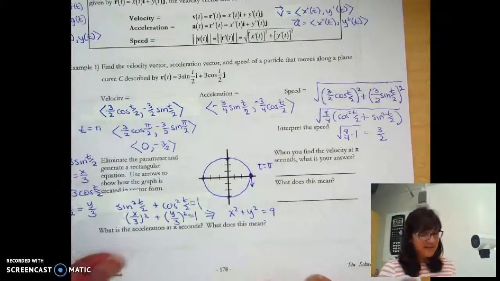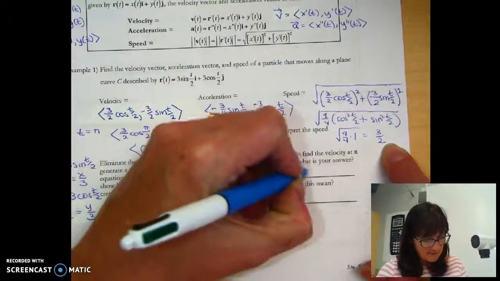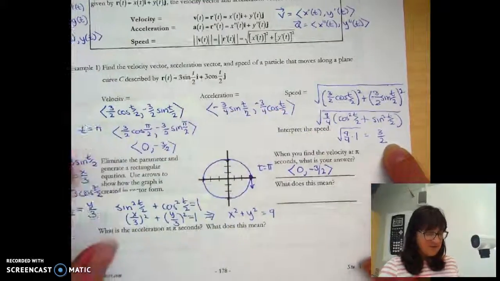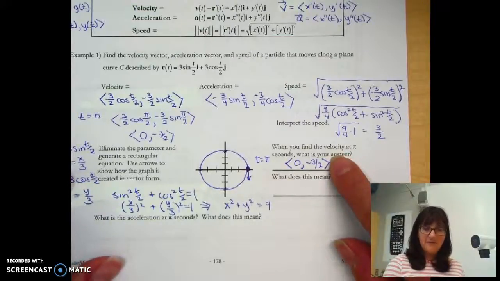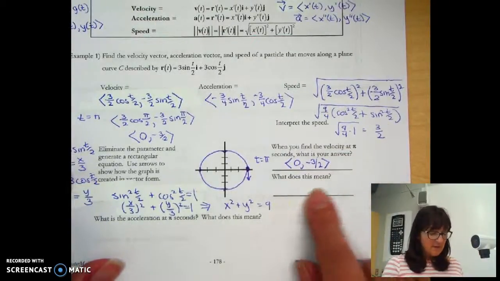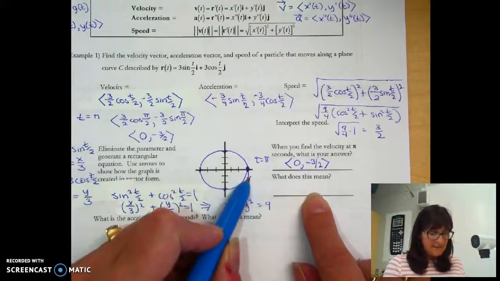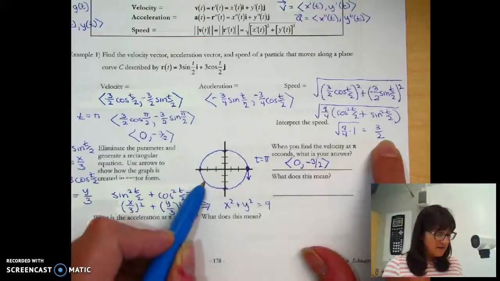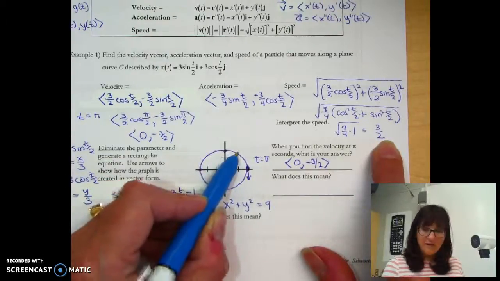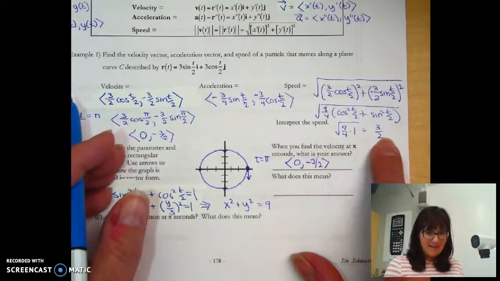Here's the really interesting thing. Let's put our answer over here. We got 0 and negative 3 halves. Okay. So what does this mean? That our speed is 3 halves and our velocity vector is 0, negative 3 halves. Well, what this means is at this point in time, we're traveling directly downward, and our speed is 3 halves. If I were to go anywhere else along this curve, and I were to calculate and plot the velocity vector, it would be tangent to the curve, and the length of that vector would always be 3 halves.